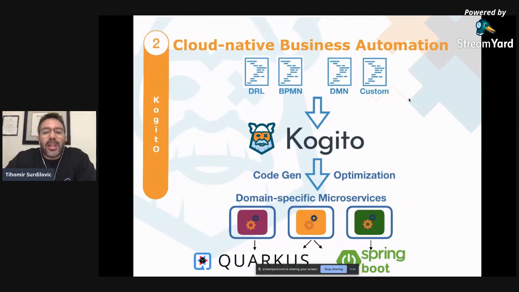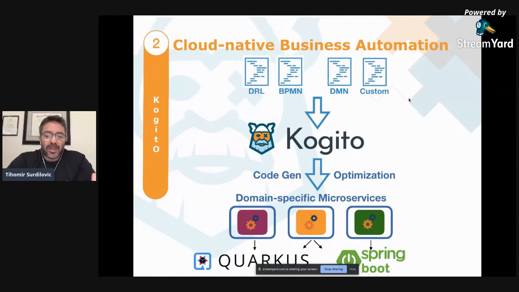Now, what does cloud-native business automation really mean? What Kogito really is: you define your code in your business assets, for example, rules (you see DRL), your business processes, your decisions, and any custom code that you might have. There might be database access or transaction management or whatever you currently have. You run it through Kogito. What Kogito will do is run code generation and optimization against your business asset to generate domain-specific microservices.